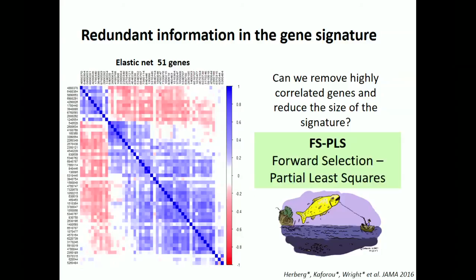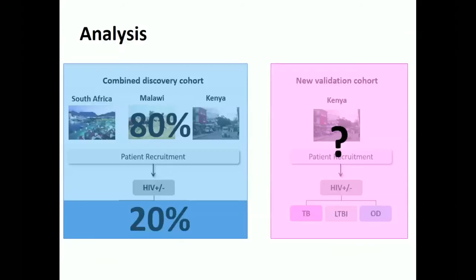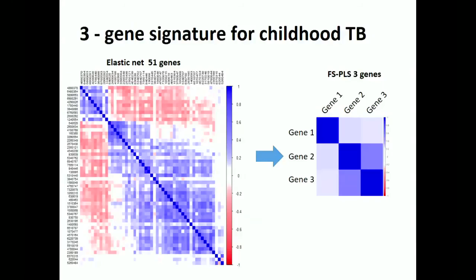And we came up with a method called forward selection partial least squares. It's an even better fishing technique, so it really retains only the really big fish. Using the same analysis pipeline, we discovered on our South Africa and Malawi cohort, and then tested on the Kenyan cohort, that we came up with 3 genes. And as you can see, they're not as highly correlated as this big block here.